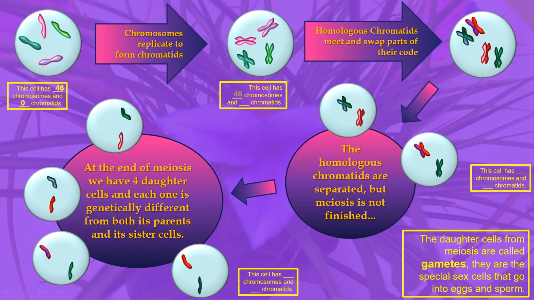Then, in the top middle, after the replication has taken place, there are still 46 chromosomes, but there are now 92 chromatids. After the first division, each of the daughter nuclei has 23 chromosomes and 46 chromatids. And then the chromatids are separated by mitosis, and so in the final stage, each cell has 23 chromosomes and 0 chromatids, because what we were calling chromatids are now called chromosomes again.